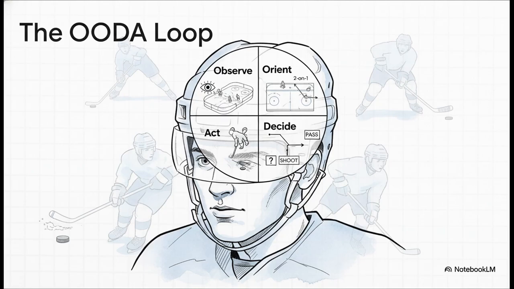And on a cognitive level, players are running their own little internal loop. It's called OODA. They observe, they orient, they decide, and they act. You know, the genius of someone like Wayne Gretzky wasn't just his raw skill. It was the insane speed at which he could process this loop. He was seeing the game seconds ahead of everybody else.